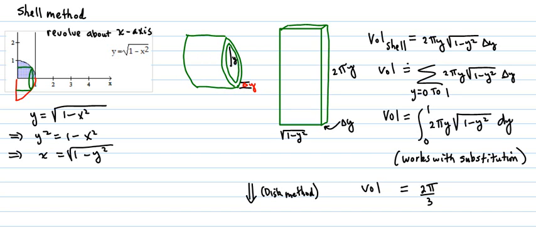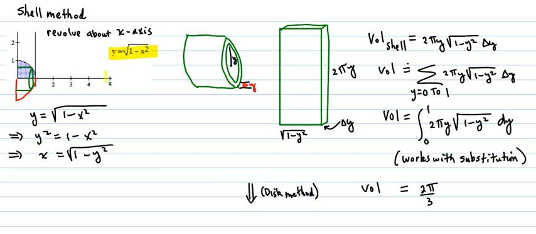Here's another problem done by the shell method, but we're also going to do it by the disk method. But anyway, you take this function right here and revolve the shaded region about the x-axis, and it creates a sort of mound of volume. But we're going to do the shell method first.